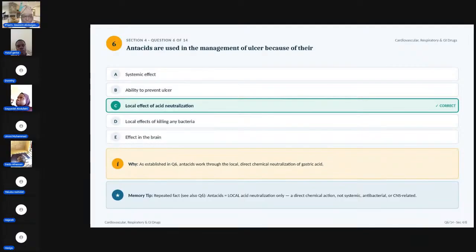Sorry. So the next one is antacids that are used in the management of ulcer because of their local neutralization. So this question is coming again now. I don't need to go through it.